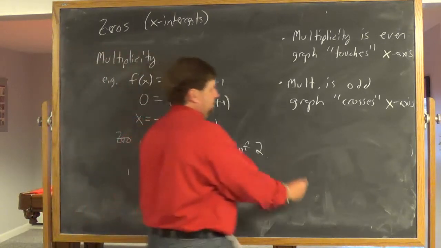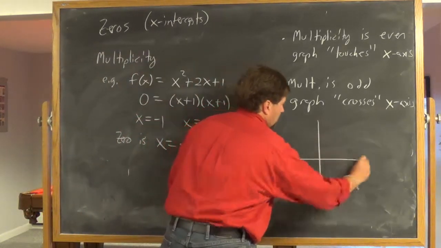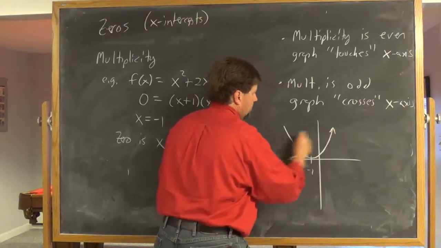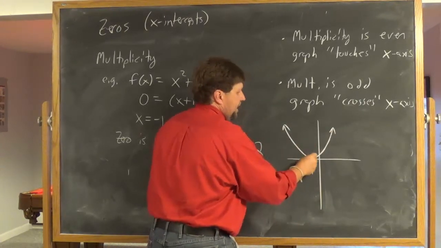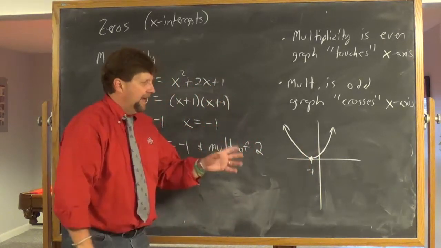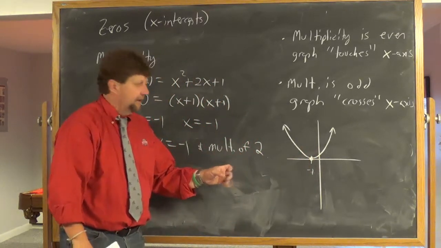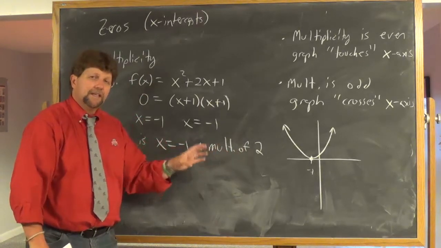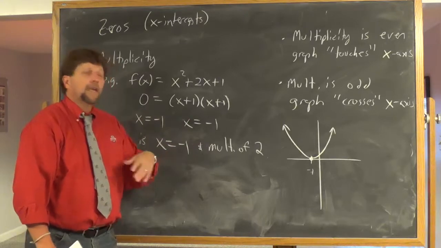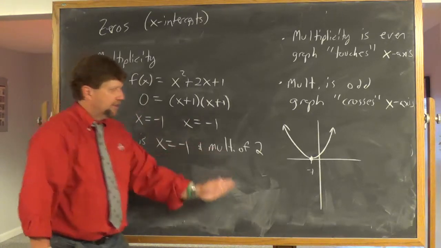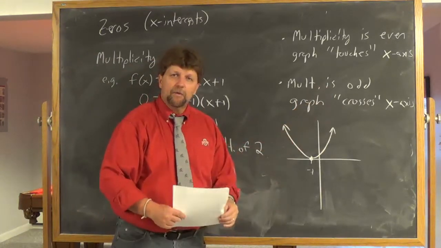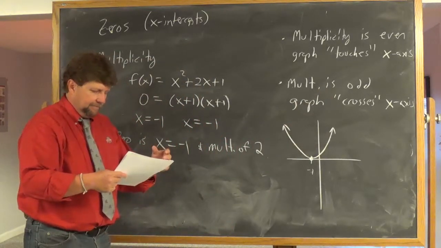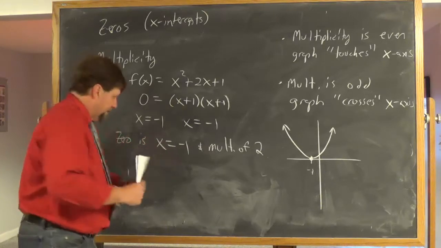If you look at the graph of x squared plus 2x plus 1, the graph is doing something like this. It just touches the x-axis at the zero of negative 1, at the x-intercept of negative 1. And that's because the multiplicity is an even number. If you have an odd multiplicity, it actually would cross the x-axis at whatever the zero is. So let's try to tie some of this together.